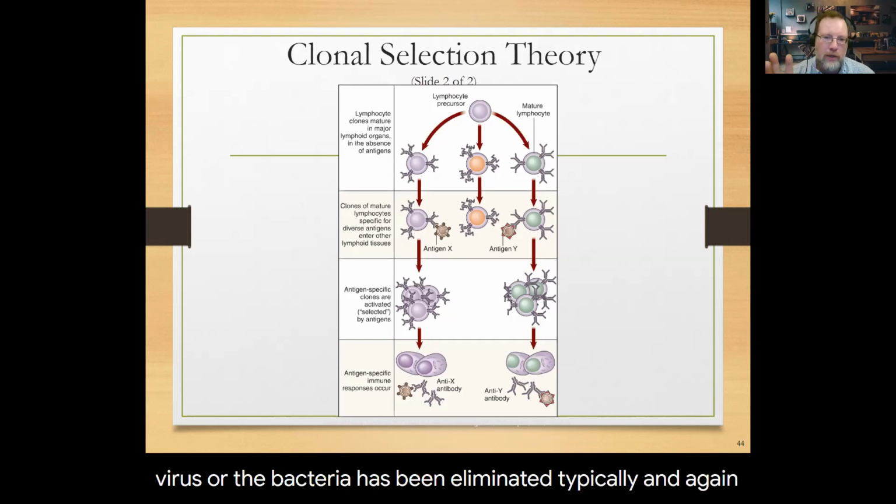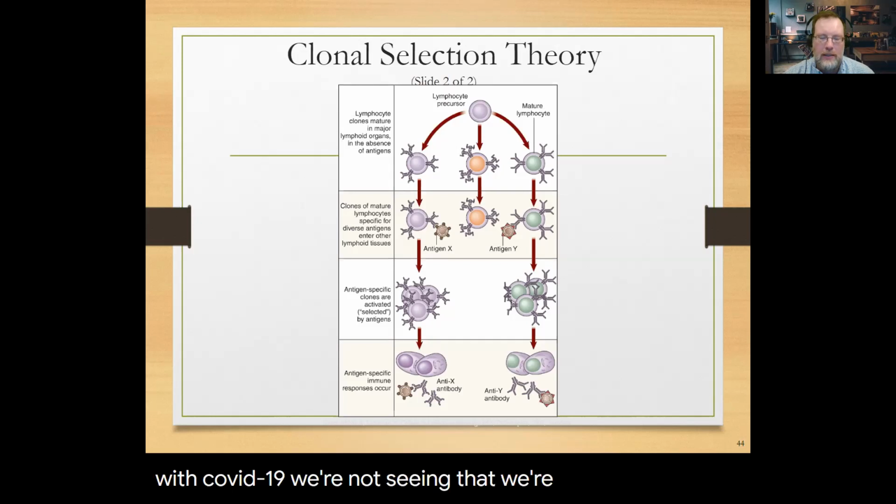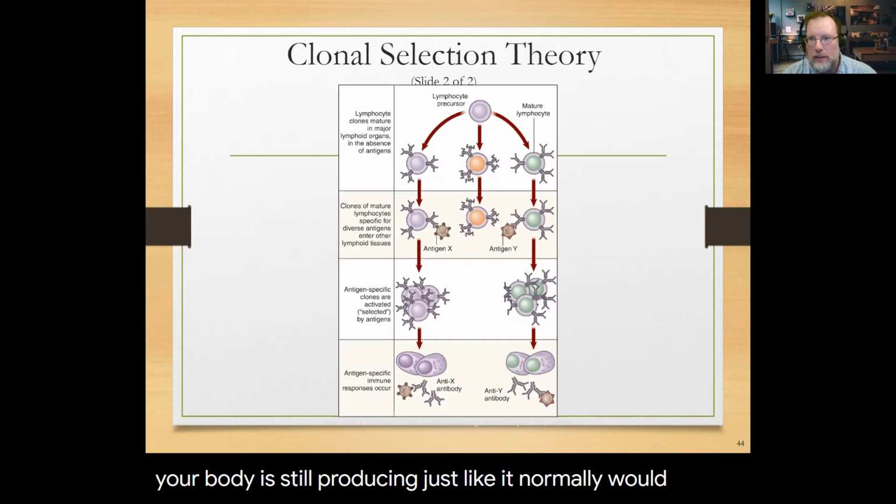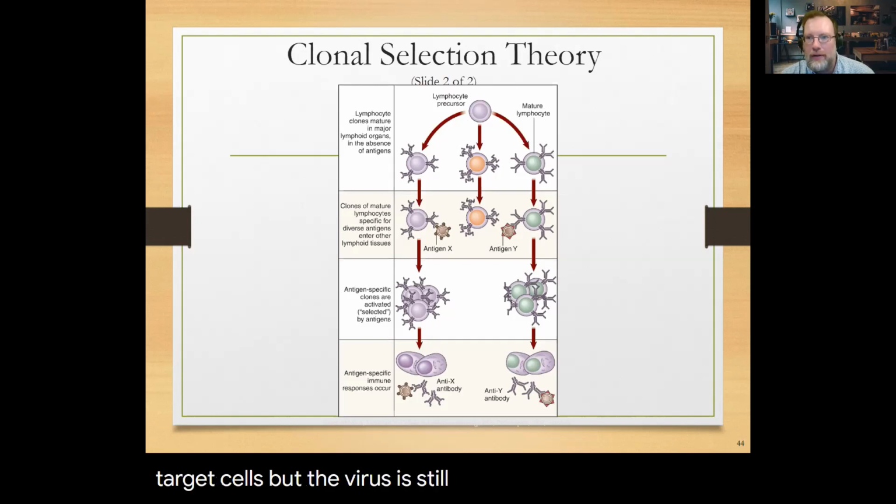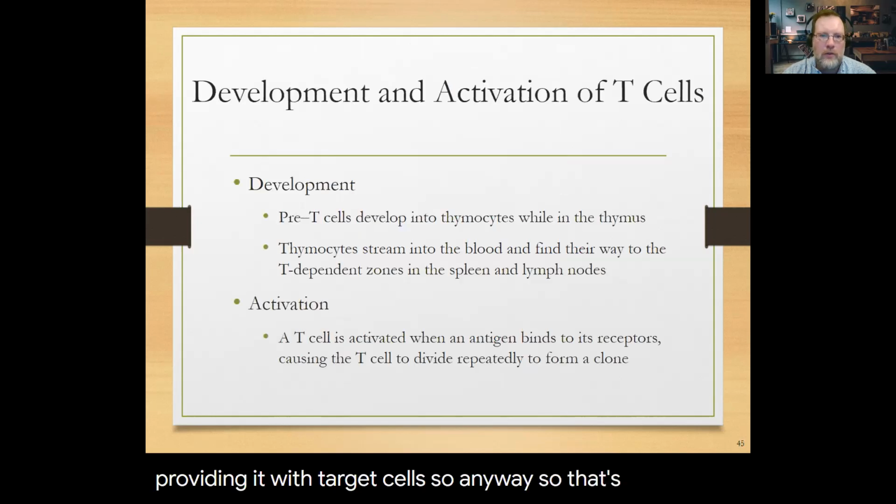And again, with COVID-19, we're not seeing that. We're seeing a different, more prolonged state. So after a week of being infected, your body is still producing, just like it normally would, more target cells. But the virus is still there. Usually it's eliminated by day 3 to 5. It's still lingering at day 6, and we're still providing it with target cells. So anyway, so that's clonal stuff.